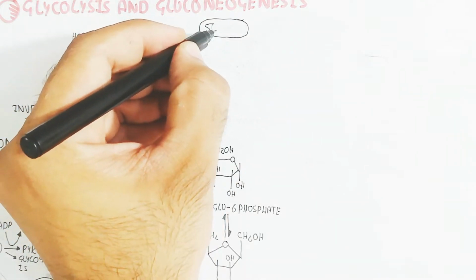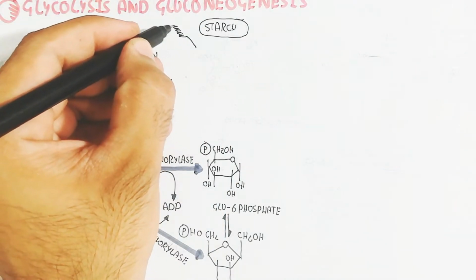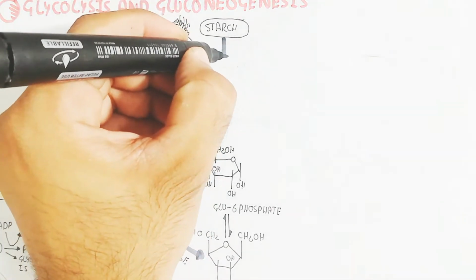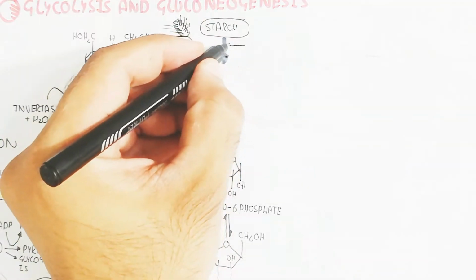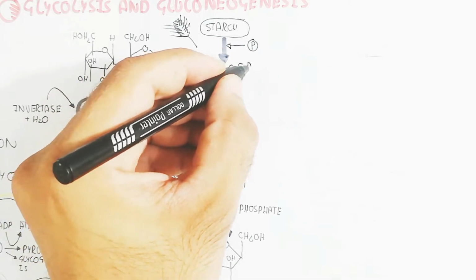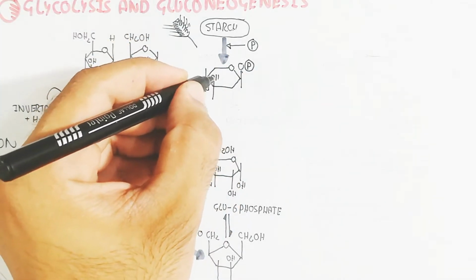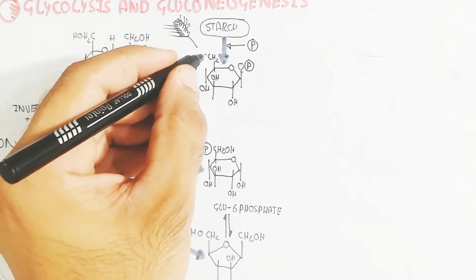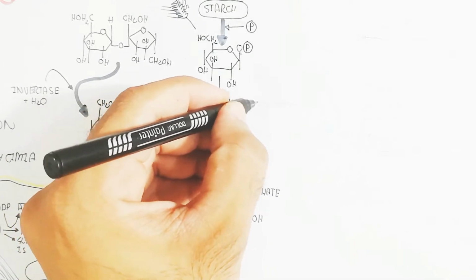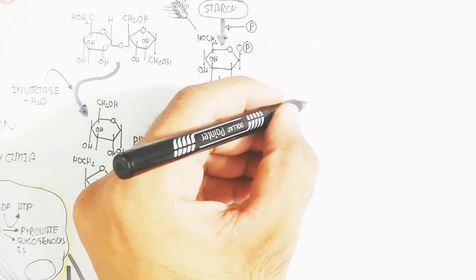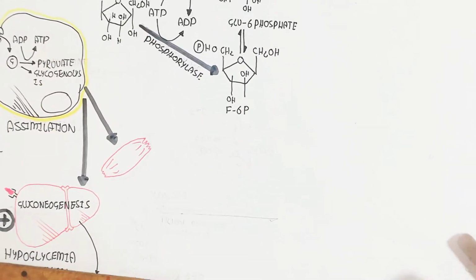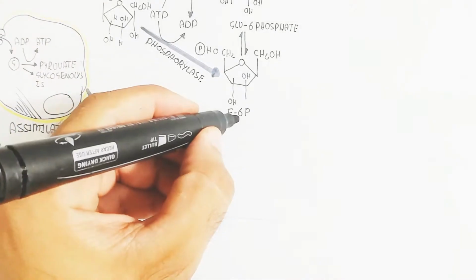So here is the starch, which is digested by the amylase enzyme during digestion, released exocrinally from the pancreas. But when it goes into the cell, it is converted by the phosphorylase enzyme to glucose 1-phosphate, and the phosphoglucomutase enzyme is used to produce glucose 6-phosphate. In this way the phosphate group is converted from carbon number 1 to carbon number 6.